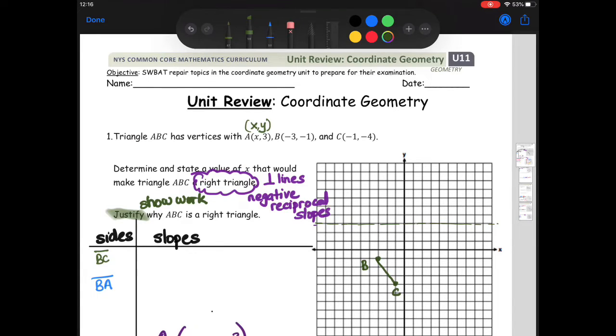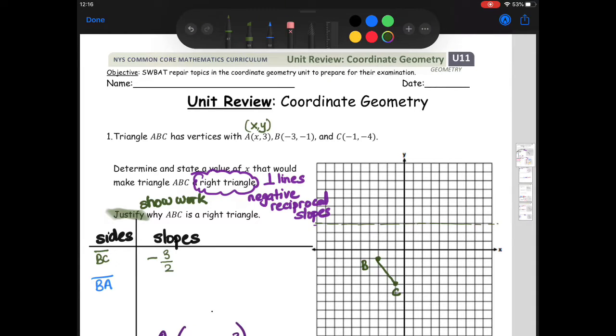So I already have the T-chart set up with my sides of the triangle. So I want to find the slopes, because we are trying to prove that the lines are perpendicular so that the triangle is a right triangle. So what's the slope of BC? Again, read your line from left to right, or trace it. It is going down, so the slope is going to be negative. And how much? It's rise over run, right? So it's down 3 over 2. So it's negative 3 over 2.